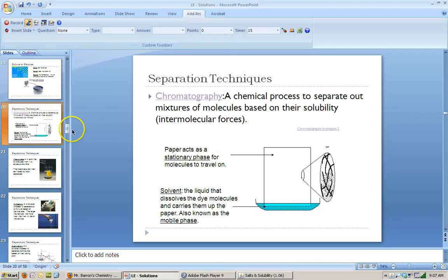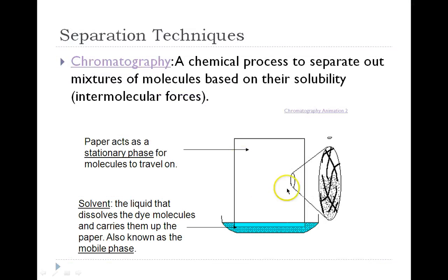All right, so continuing on, in chromatography we usually use paper as a stationary phase, and then we have a solvent. We dot the paper with the mixture, and we let the solvent rise up, and the solvent dissolves the molecules that we put on it at different rates. So let's show what it looks like.